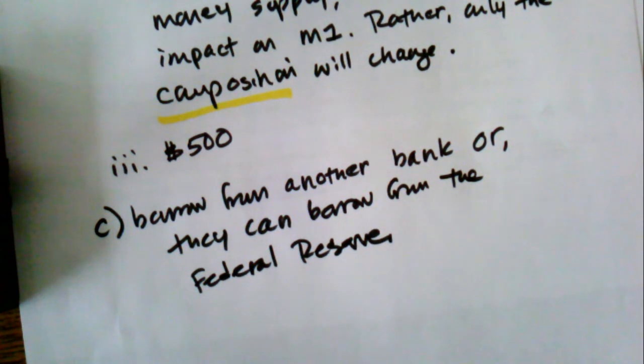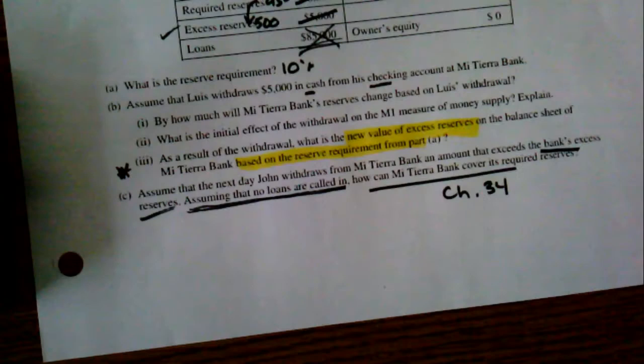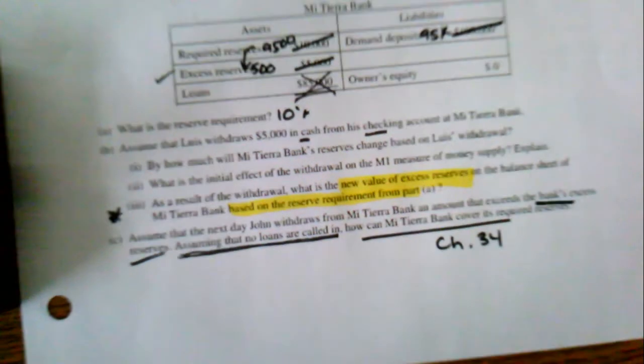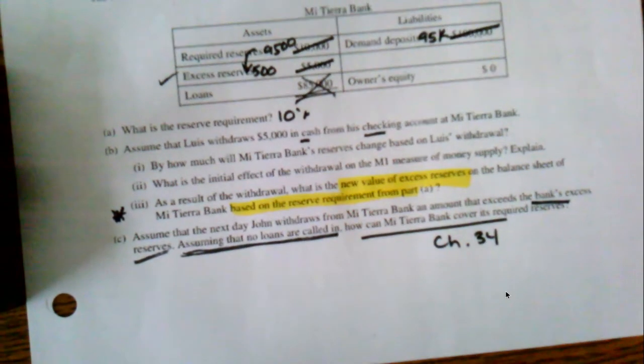So that's stuff from Chapter 34. Depending on when you're watching this video, you may or may not have learned that yet. So Part C, we're borrowing from either another bank or the Fed.